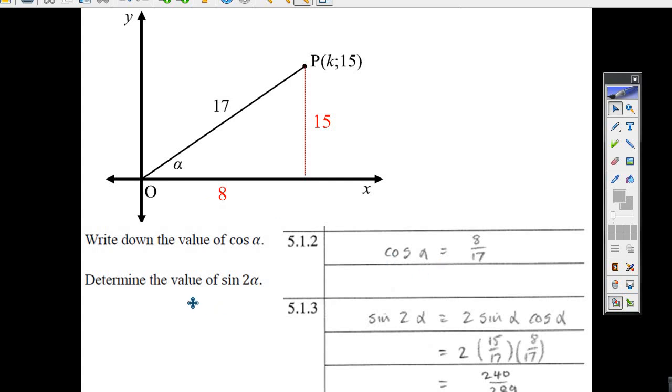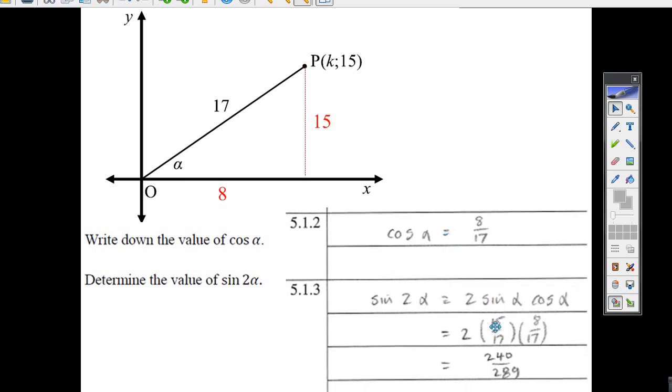But there it is. Now it says determine the value of sine 2 alpha. And when you see the sine of a double angle, you should have done enough questions to know that it's just 2 sine alpha cos alpha. But if you haven't, you can just go to your formula sheet and you'll find this at the bottom. And that's what it equals: the sine of 2 alpha is equal to 2 sine alpha cos alpha.